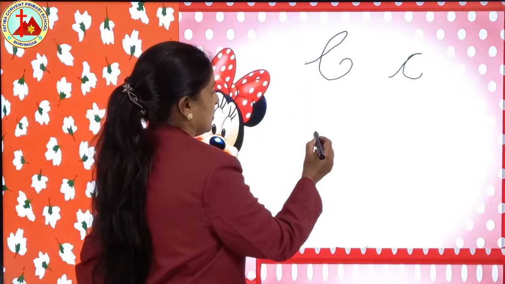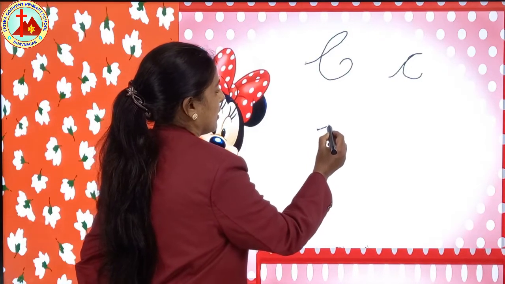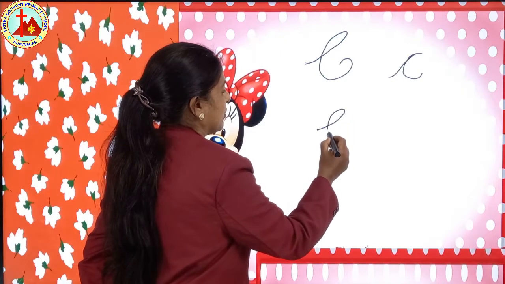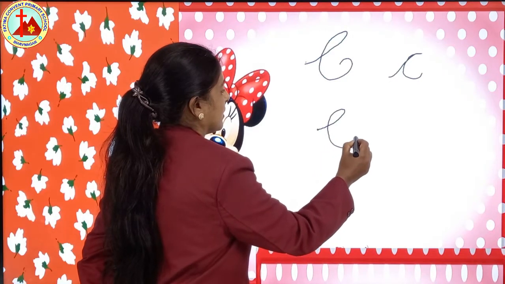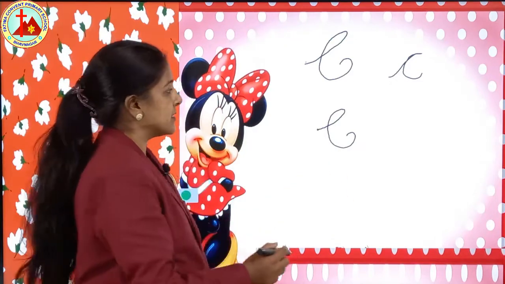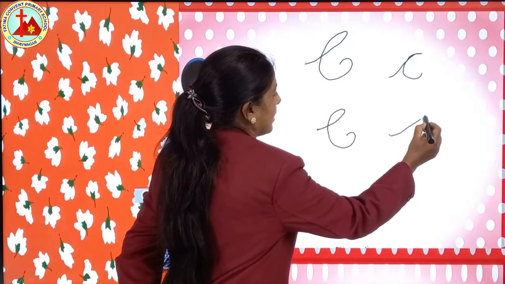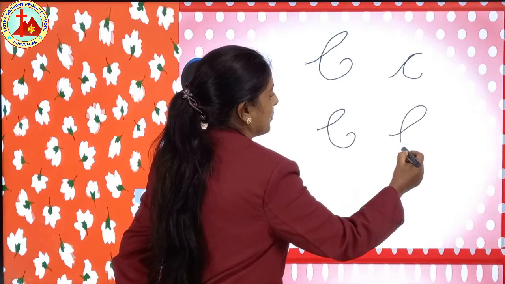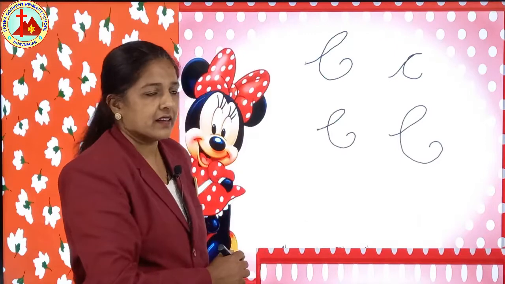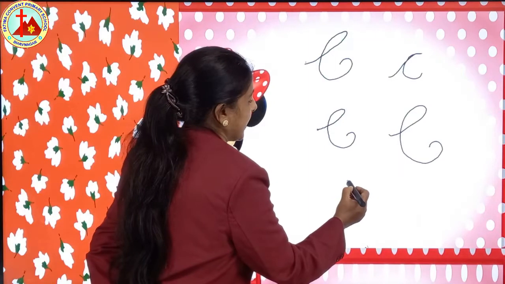See carefully, starting from here, go up in a slanting line, make a loop, come down, curve, and then turn inside. Cursive capital C. Again I am writing, see carefully children, go up, make a loop, come down, curve, turn inside. Cursive capital C.